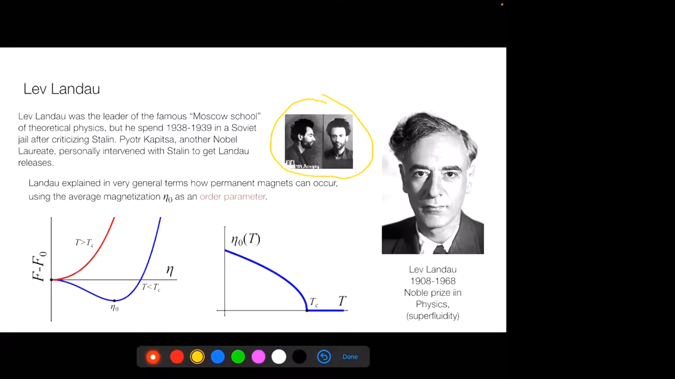And here you see him in later times over on the right, when he looks more like the head of a major Soviet university institute. And Landau did work in all areas of theoretical physics. In fact, he wrote an 11-volume series of books about theoretical physics.